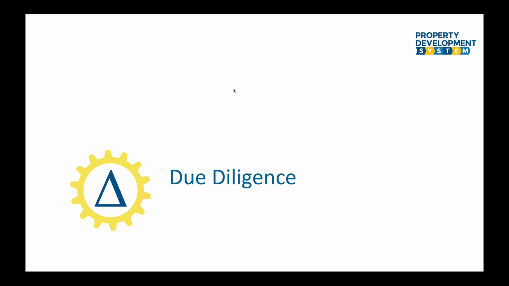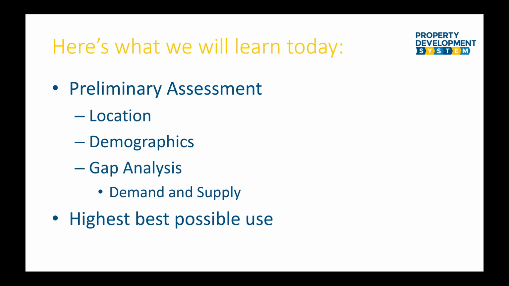gonna get going. Okay, so we've got due diligence, which is part of the Delta method. Last week we covered all the property economics and why we select certain suburbs, and the things that we need to look at for the suburb. So today we're going to look at all the different factors that we need to consider when we are zeroing in on a site. So let's keep going.